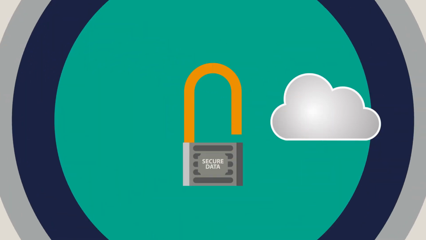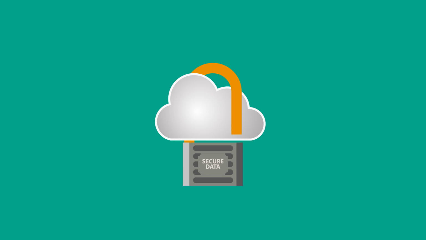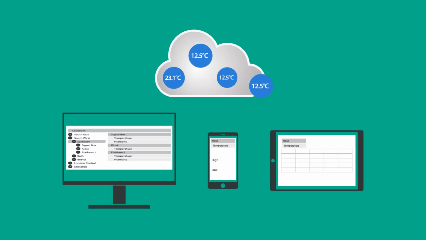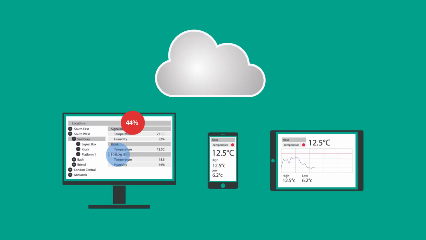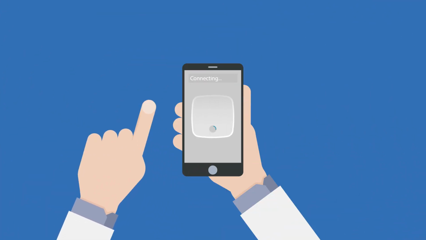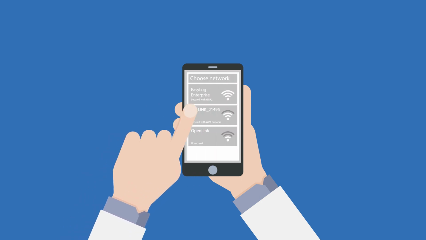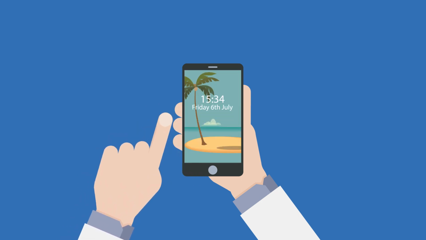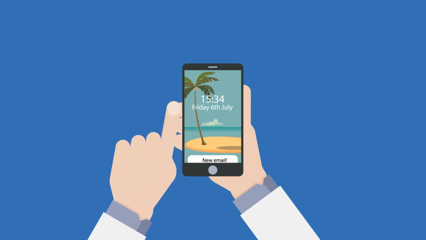When in the cloud, data is securely stored and can be accessed from anywhere in the world on a computer, smartphone, or tablet. Our simple app connects EL-MOTE to your Wi-Fi network in minutes. Once set up, EL-MOTE uses the cloud to send you instant notifications of alarms by email, as well as providing a local audible and visual alert.